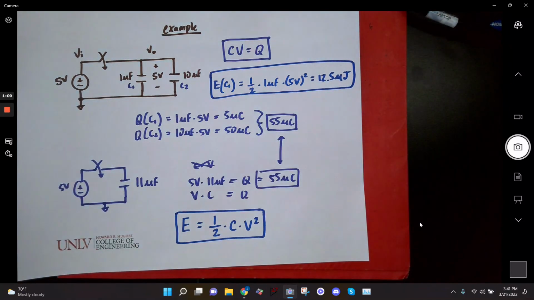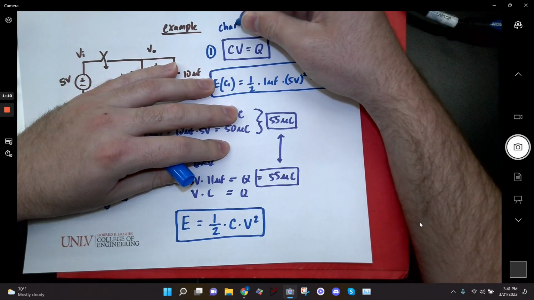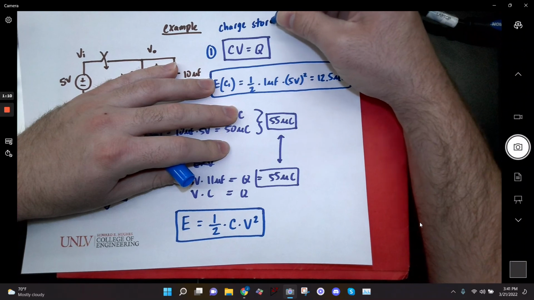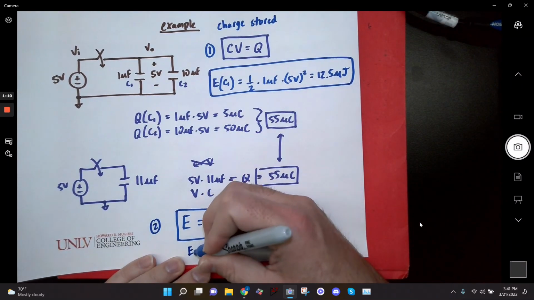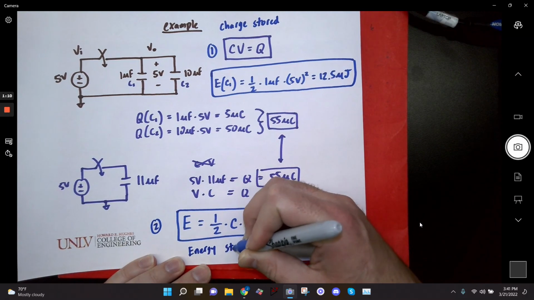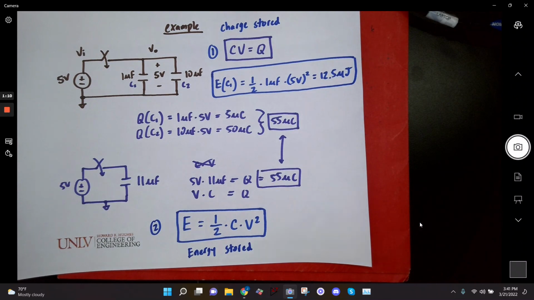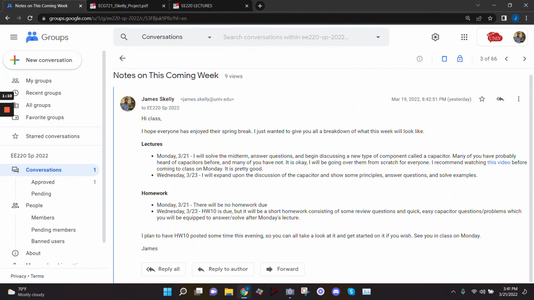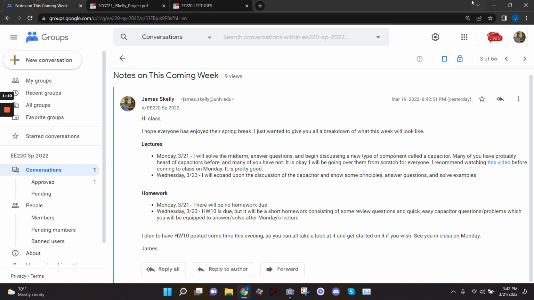All right. So yeah, these two equations right here, this one, that's charge stored, and then this one right here is energy stored. The last thing I'm going to say real quick before I let you guys go: the next couple classes, I think I wrote it down, we're going to be talking about RC circuits. So RC circuit just means a resistor and a capacitor, right? You may have talked about them in physics already.